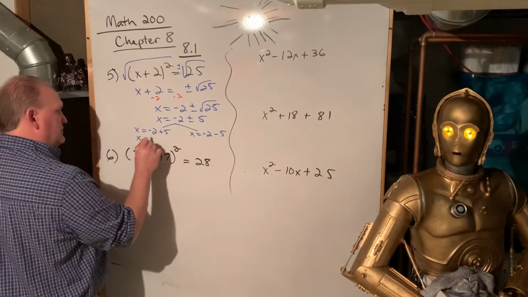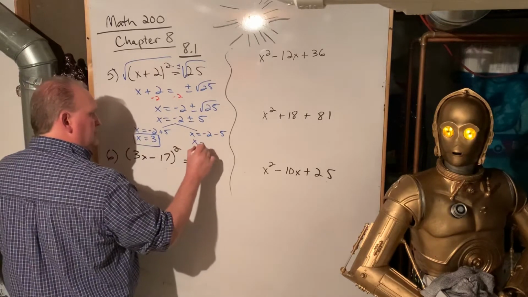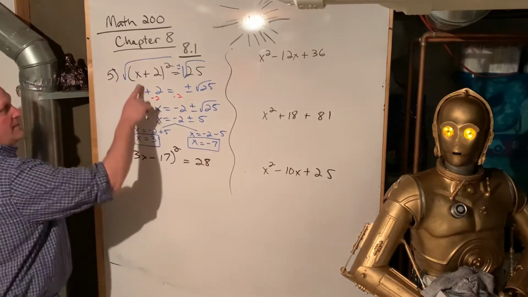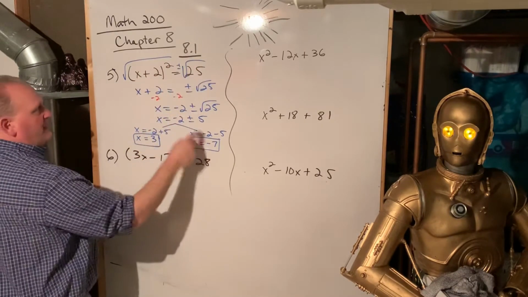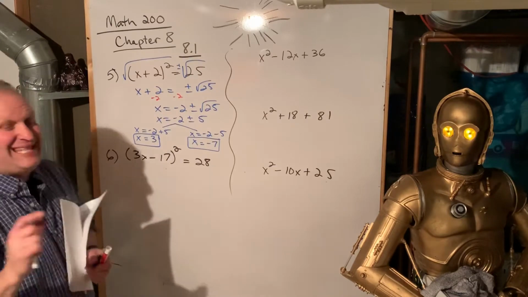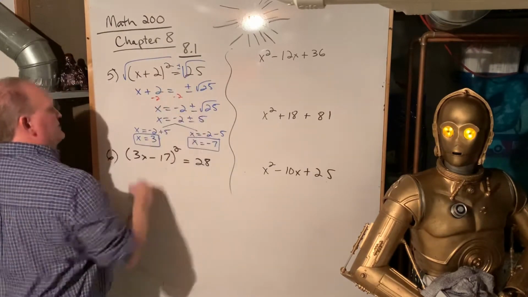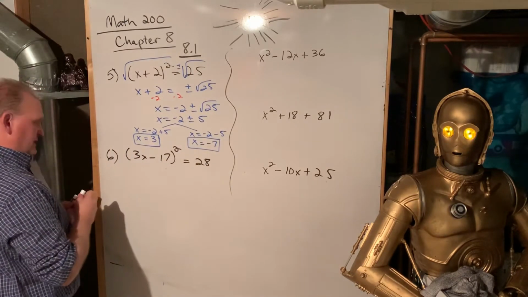So x is equal to 3, and x is equal to -7. And both of those will work. You pop 3 in, 3 plus 2 is 5, 5 squared is 25. You pop in -7, -7 plus 2 is -5, -5 times -5, also positive 25. So two solutions.